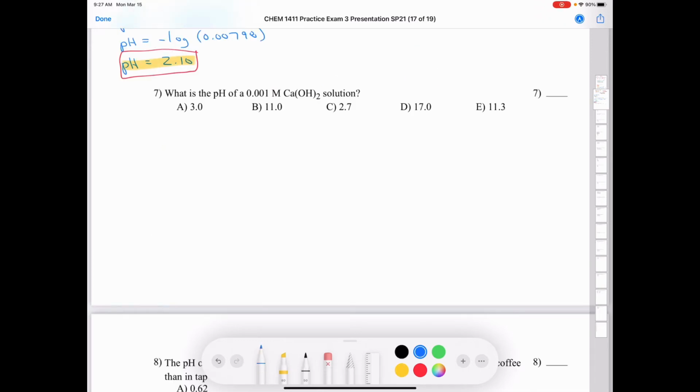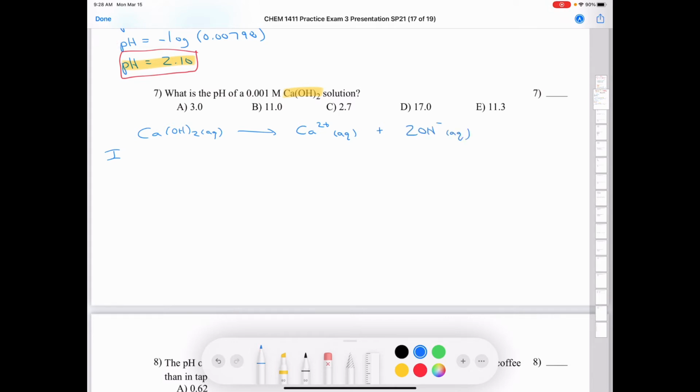All right, question number 7. What is the pH of a 0.001 molar calcium hydroxide solution? Well, I know that calcium hydroxide is a strong base, and so it's going to dissociate completely. If I start out with my calcium hydroxide, it's going to dissociate completely to give me calcium ions, which, since calcium comes from group 2A, is going to have a 2 plus charge. Plus, I'm going to have 2 hydroxide ions. So I'm going to produce twice the amount of hydroxide, so 2 times OH, like this.